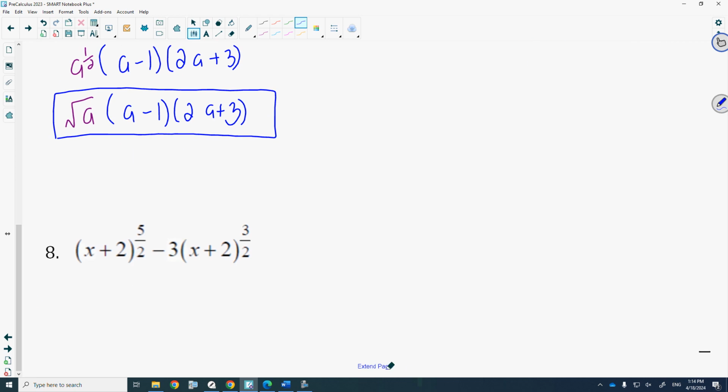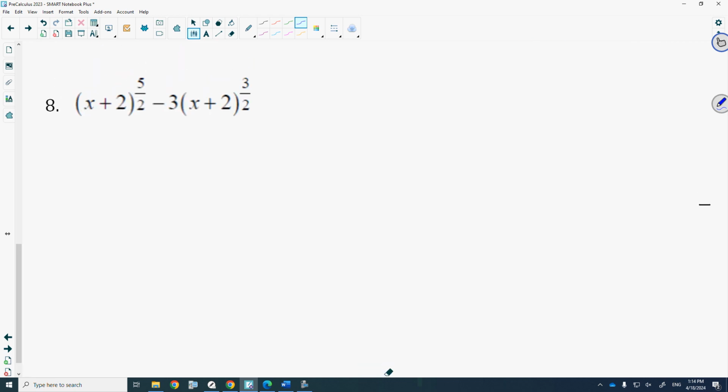All right, let's look at number 8. So I have a bracket to the power of 5 over 2, and this is the exact same bracket, x plus 2, x plus 2 to the 3 over 2. So you could just imagine, for example, that this would be like a to the 5 over 2 minus 3a to the 3 over 2.